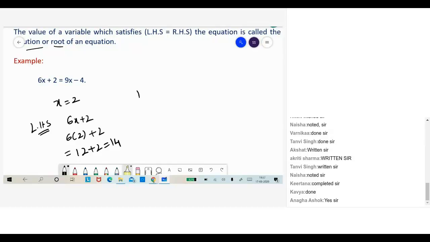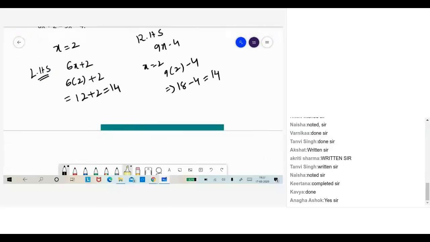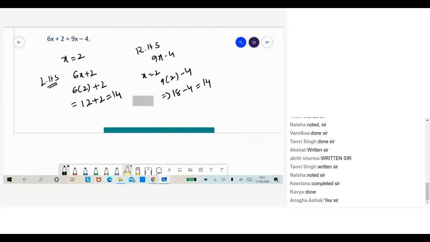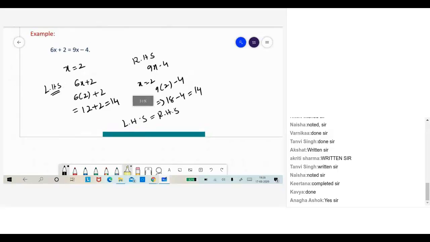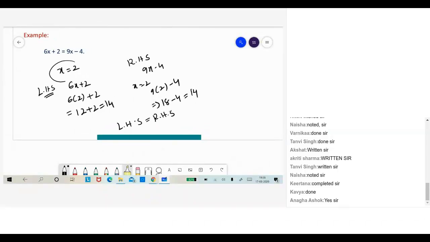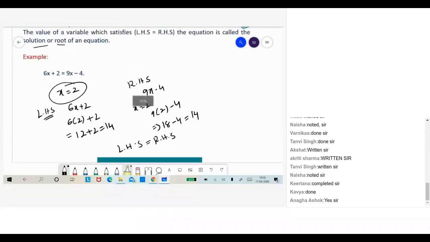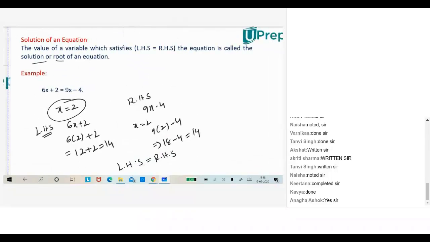Now come to the RHS. Your RHS is nothing but 9x minus 4. Put x is equal to 2 in this, so we have 9 into 2 minus 4. 9 2s are 18, and 18 minus 4 is 14. Clearly, your LHS is 14 and your RHS is 14, so your LHS is equal to RHS. That means these two expressions are equal for x is equal to 2. So x is equal to 2 is called the solution or the root of the equation.